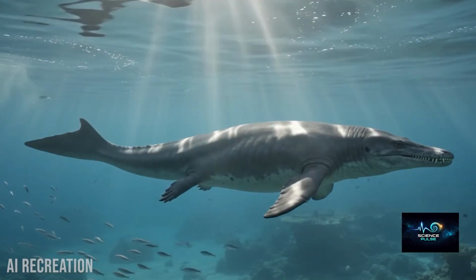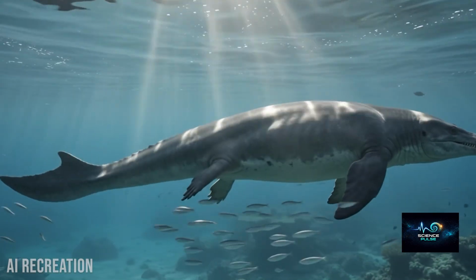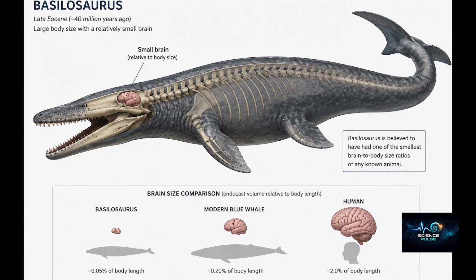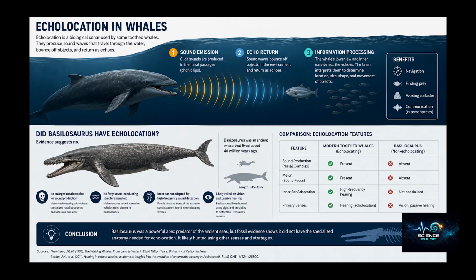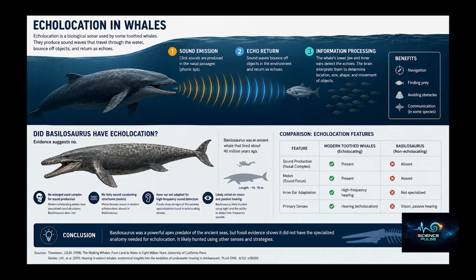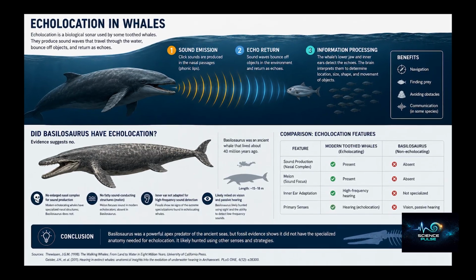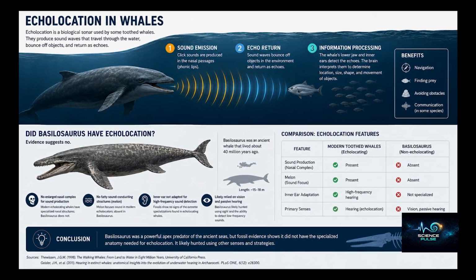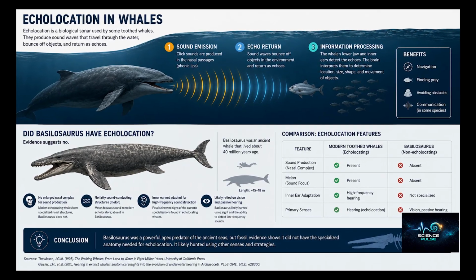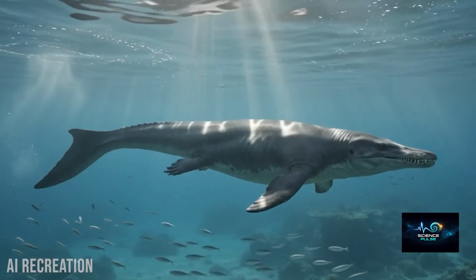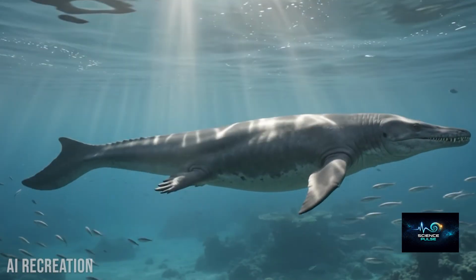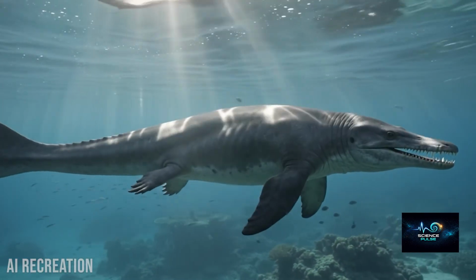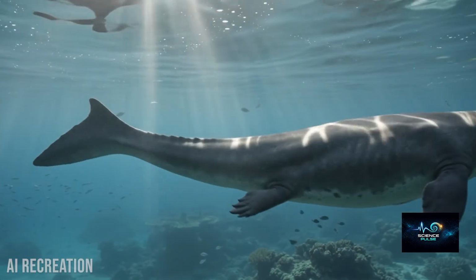In terms of senses, Basilosaurus differed sharply from modern whales. Its brain was relatively small, and it lacked the structures associated with echolocation, meaning it did not use biological sonar. There is also no strong evidence it lived in complex social groups. It is generally reconstructed as a largely solitary animal, relying on instinct and direct senses rather than the advanced behaviors of its modern descendants.